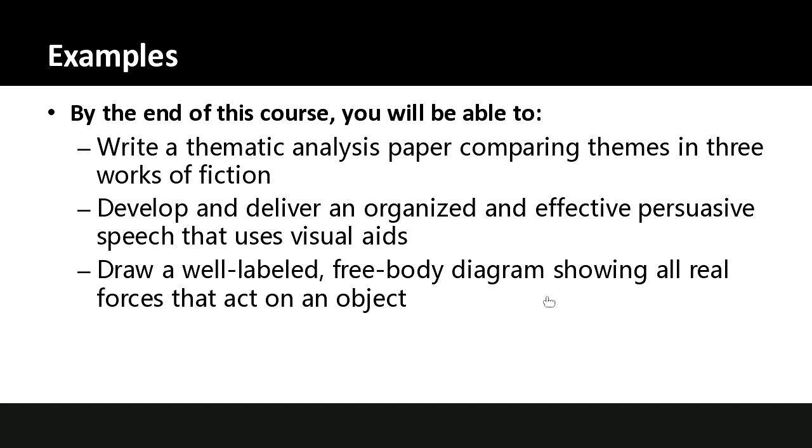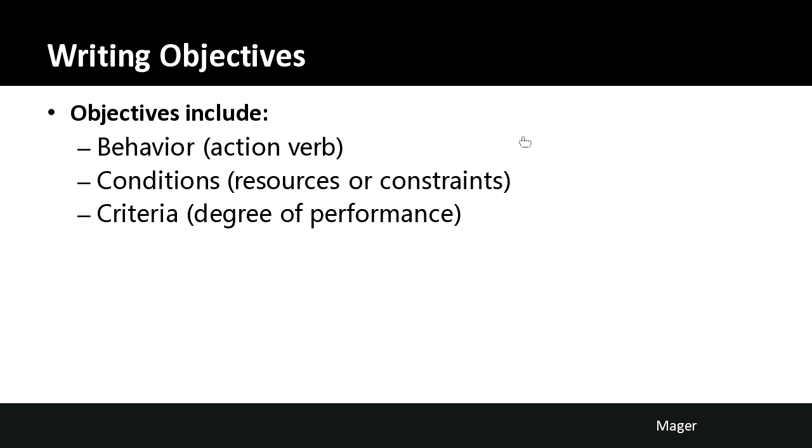So we're going to break them down into more bite-sized chunks here. Each learning objective should include some type of behavior or an action verb. That's usually how they start. They would have some conditions. What are the resources or constraints that focus the learning objective a little bit? And then the criteria. What degree of performance do they need to demonstrate? What degree of performance when they are demonstrating that behavior is going to be important for them to understand in the learning objective.